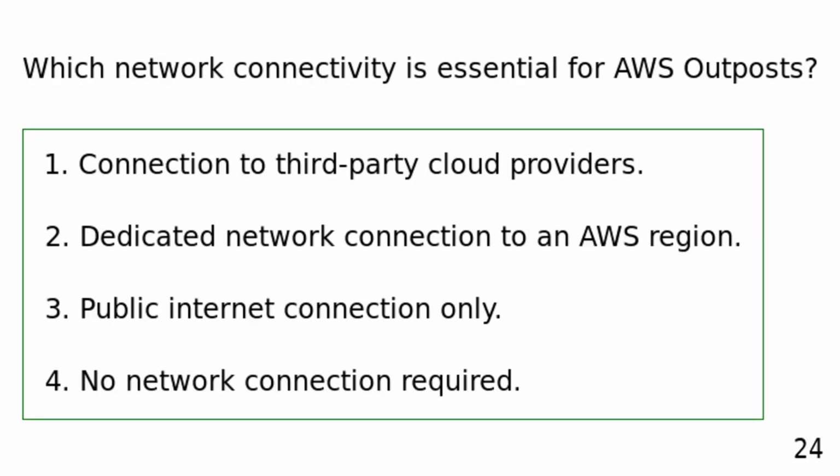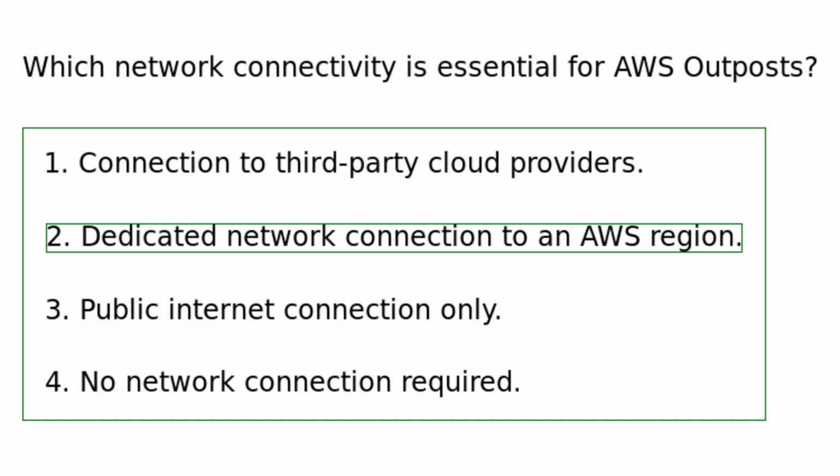Which network connectivity is essential for AWS Outposts? Connection to third-party cloud providers. Dedicated network connection to an AWS region. Public internet connection only. No network connection required. AWS Outposts requires a dedicated network connection to an AWS region to ensure seamless operation and integration with AWS services.